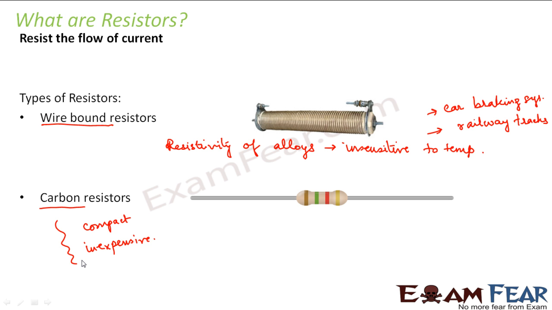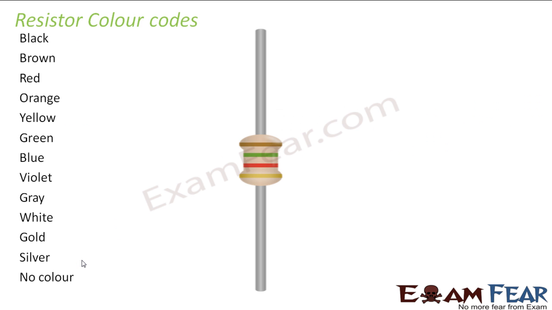Right? So broadly, these are the two types of resistors. However, there are many other kinds of resistors also available, but as of now we just discuss these two kinds. Now, as we go ahead, we will discuss how we determine the value of resistance by looking at a carbon resistor.